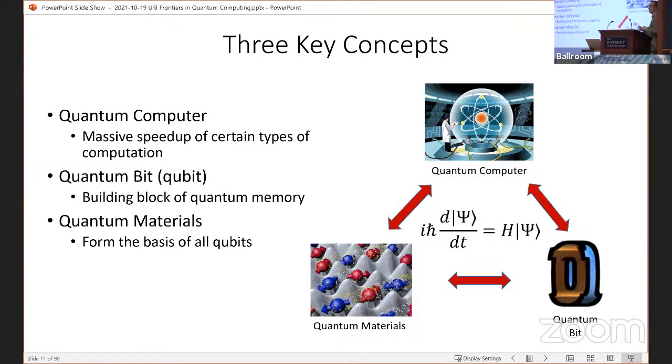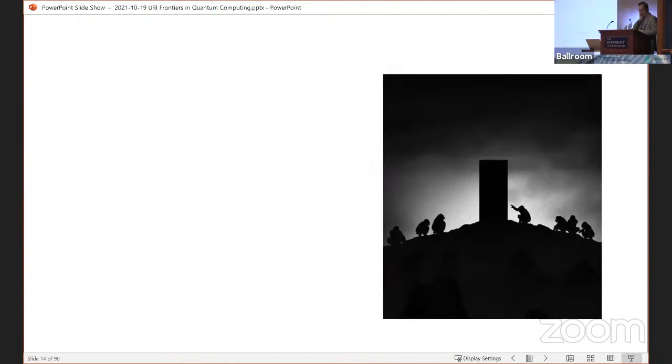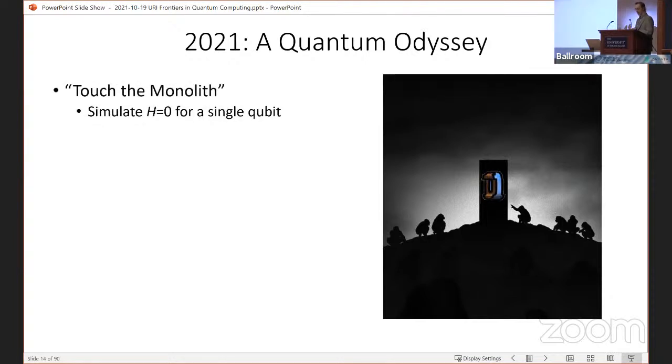And of course, they're all related by the most important equation in quantum, the Schrodinger equation. So if we think about where we are right now, and again, I'm not going to provide a full assessment, but if we think of this as 2021, a quantum odyssey, a nod to Arthur C. Clarke, you could say that we have not quite touched the monolith, right? And so how would I define that?